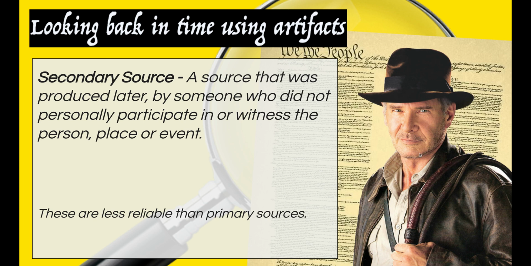The next type of source is a secondary source, right? Secondary sources are sources that were produced later by someone who did not personally participate in or witness the person, place, or event in question. And they tend to be less reliable than primary sources. Some examples of these would be journal articles that are written by researchers or professors, reports, even reports that students do, right? Encyclopedias, sometimes magazines, documentaries, dictionaries, and more. Those are secondary sources. And these can, of course, be reliable. They simply tend to not be as reliable as primary sources in general. So that's something to keep in mind.